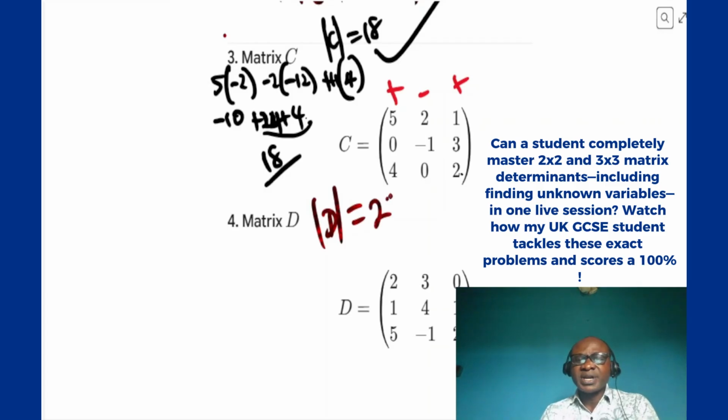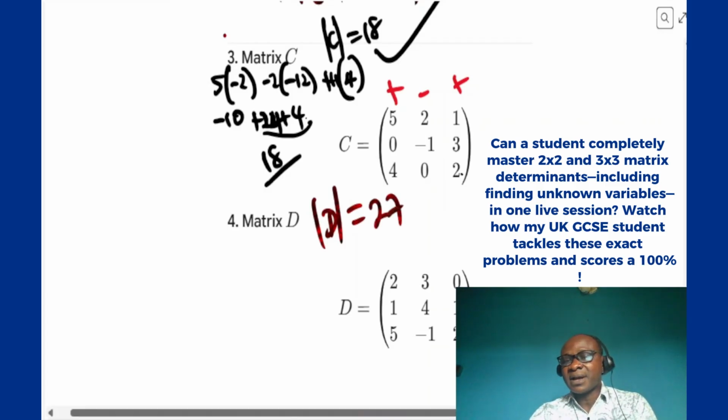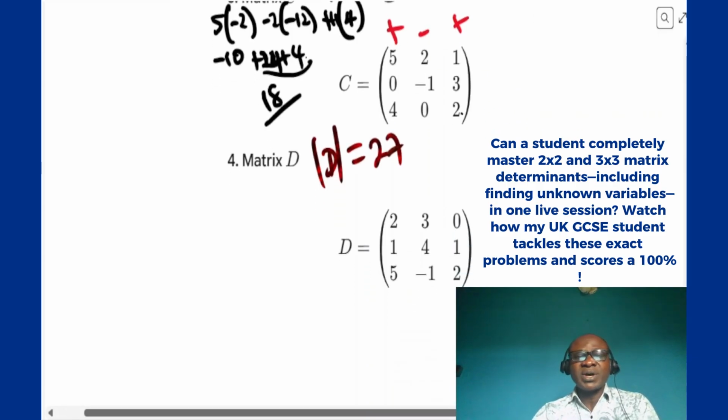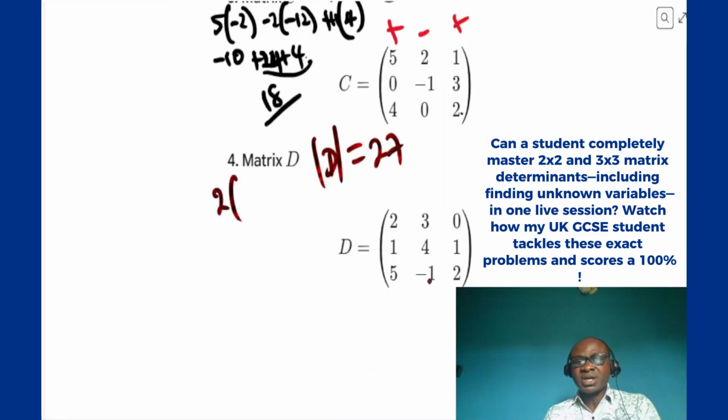27, sir. Okay, let's find out if you nailed it correctly. So what it means is that if I keep 2 down, then inside the bracket will now be 4 times 2, 8. This is minus 1. Minus minus is plus. So here will be 9. Do you agree? Yes, sir. The next one is negative 3. Then this is 3. This times this is 2. And this times this is 5. So 2 minus 5 will give me minus 3.